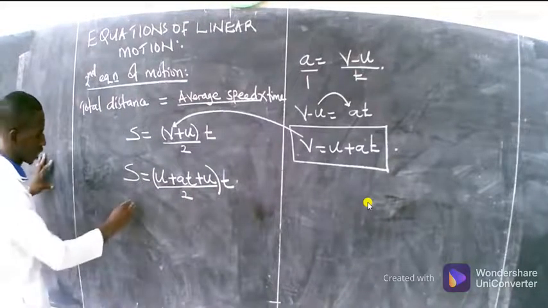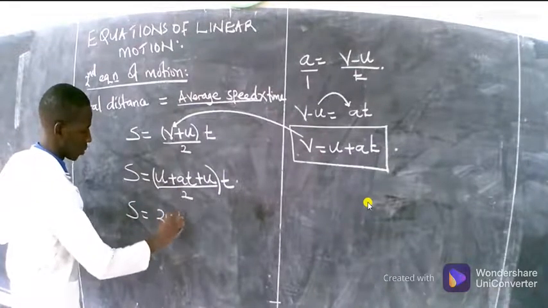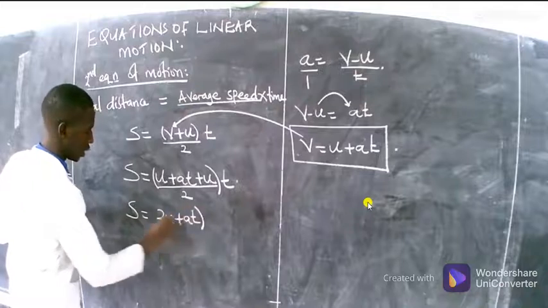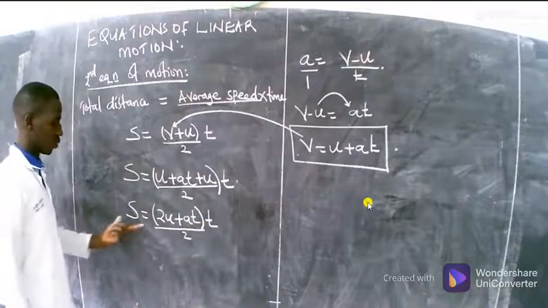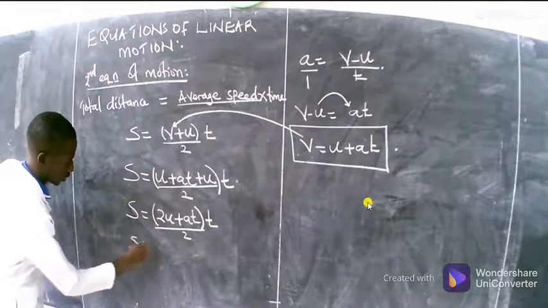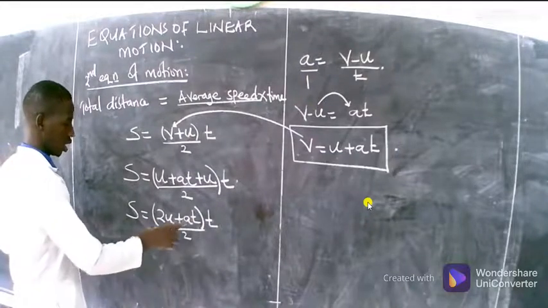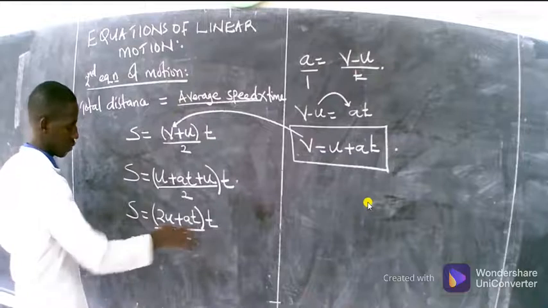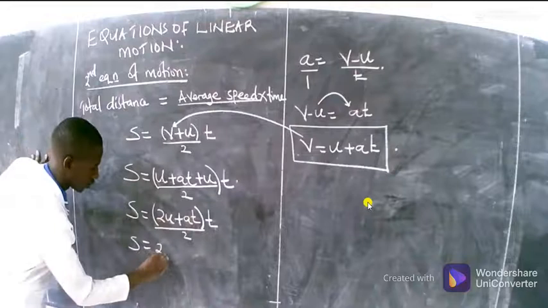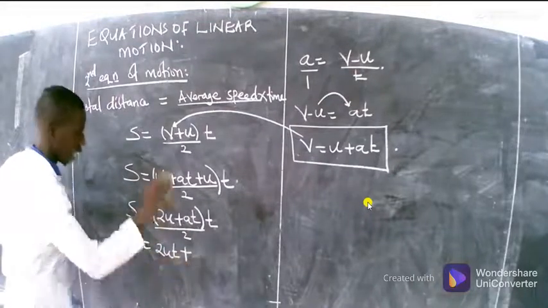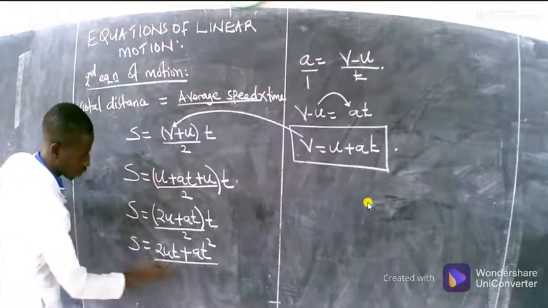So from here, we shall have s equal to u plus u, that is 2u, plus at, then the whole thing divided by 2 times t. Now we can put this t inside, so s equals 2ut and at squared. This t will multiply 2u, and this t will also multiply at. So we shall have 2ut plus at squared. But the whole thing is being divided by what?